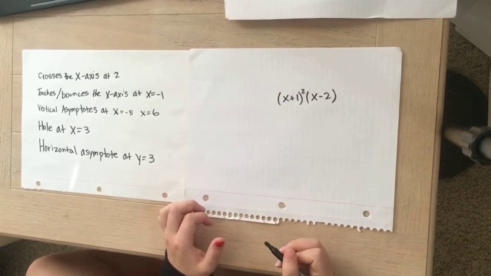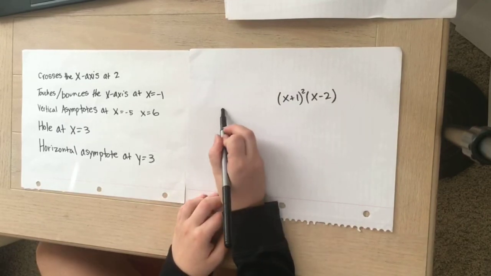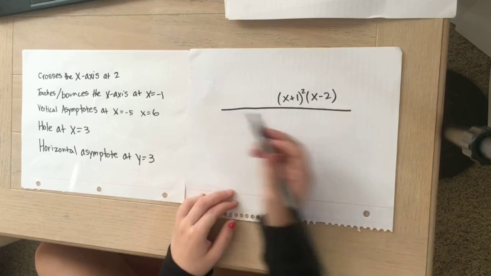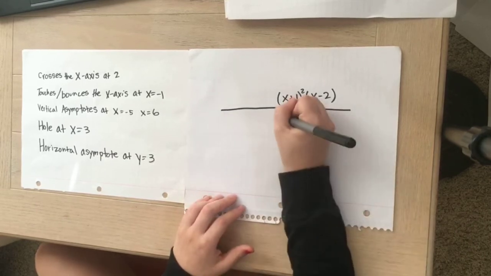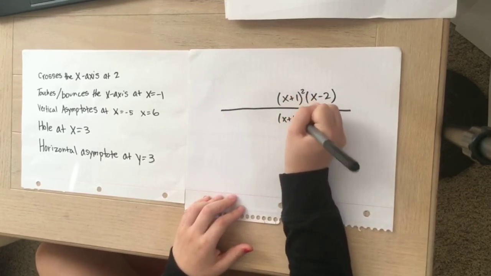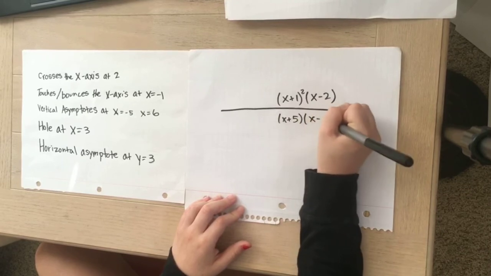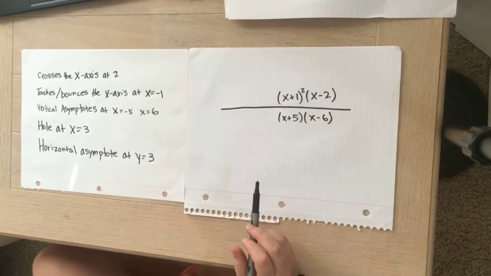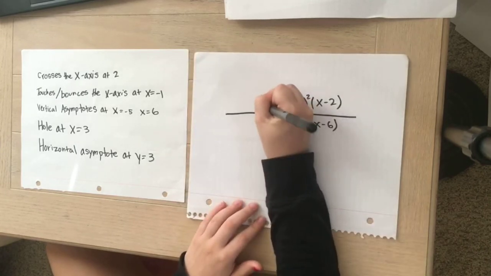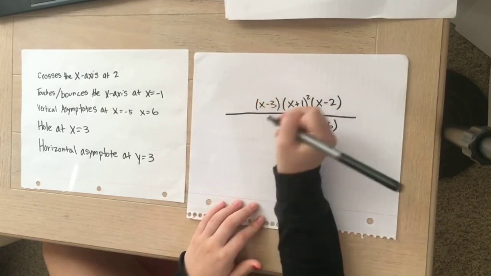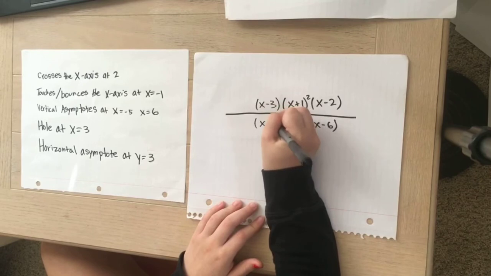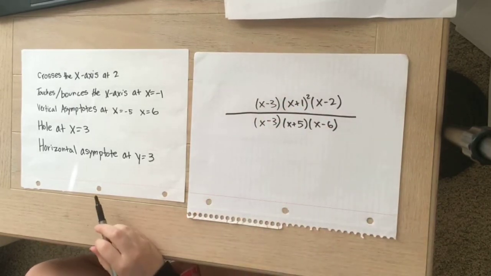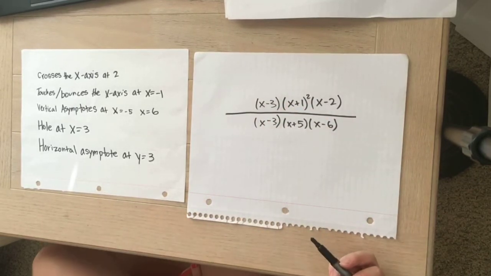Then there are vertical asymptotes at x equals -5 and x equals 6. So x plus 5 and x minus 6. There is a hole at x equals 3. So we do x minus 3 on top, x minus 3 on bottom. And then there's a horizontal asymptote at y equals 3.